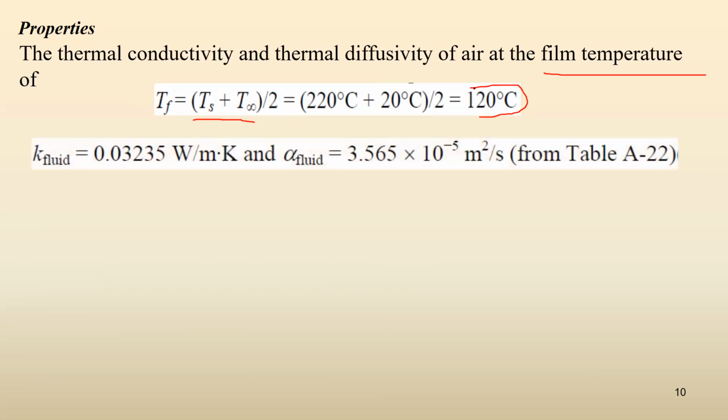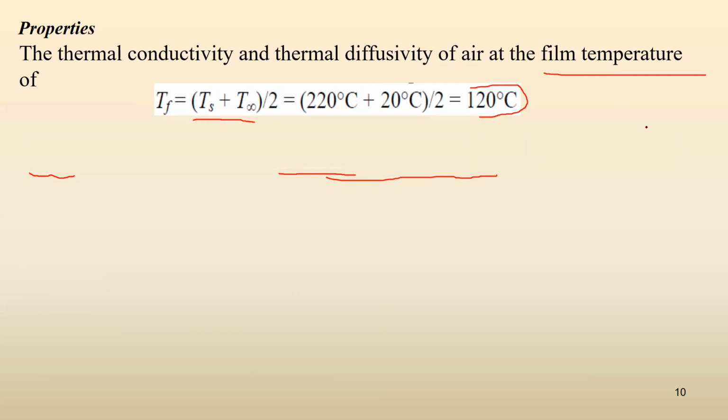So we go to table A22 and we read the conductivity of the fluid at 120 degrees Celsius and the diffusivity of the fluid at this temperature. Okay, diffusivity has the unit of meters squared per second, and conductivity, as you remember, watt per meter Kelvin.